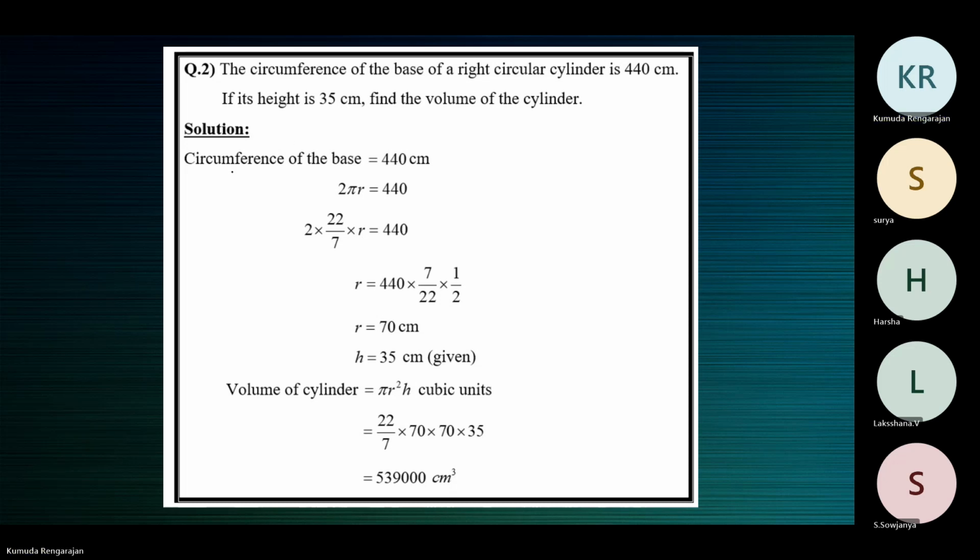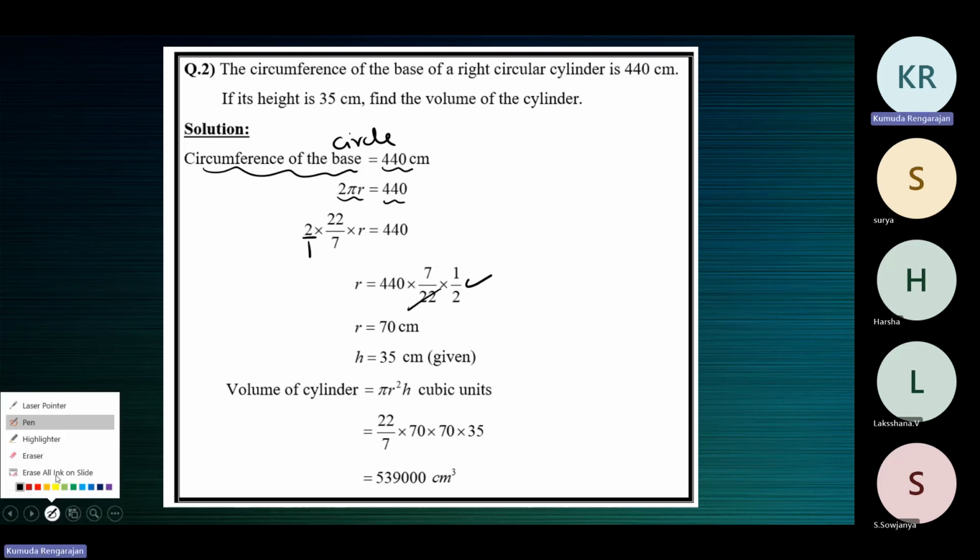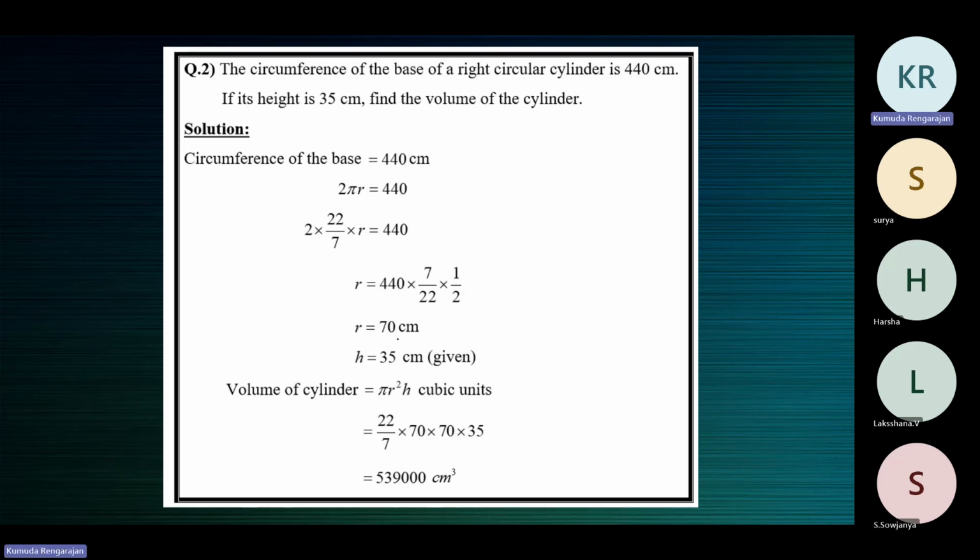See, circumference of the base 440. That means 2 pi r is 440 because the base is a circle. So r is equal to 440 by 2 by 22 by 7, which becomes 7 by 22 on the other side. On simplifying, you need to cancel. On cancelling, we get r is 70 centimeters.